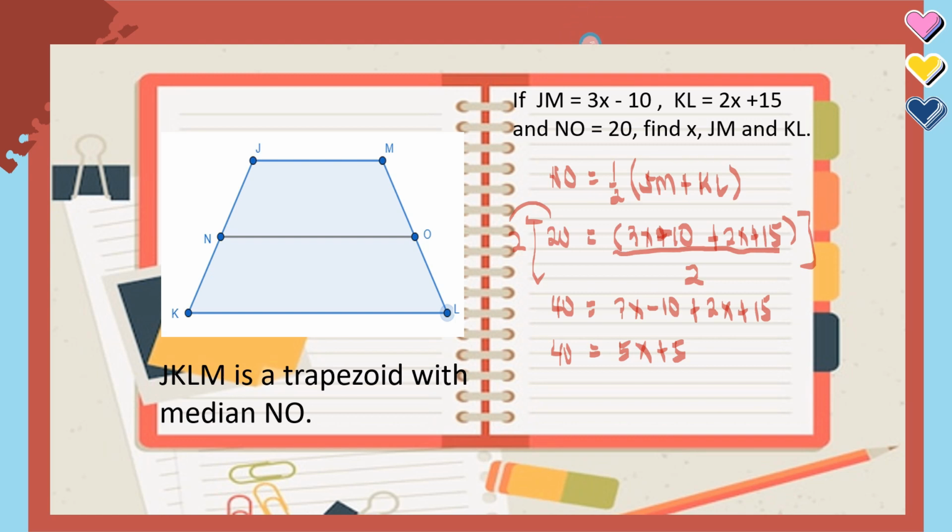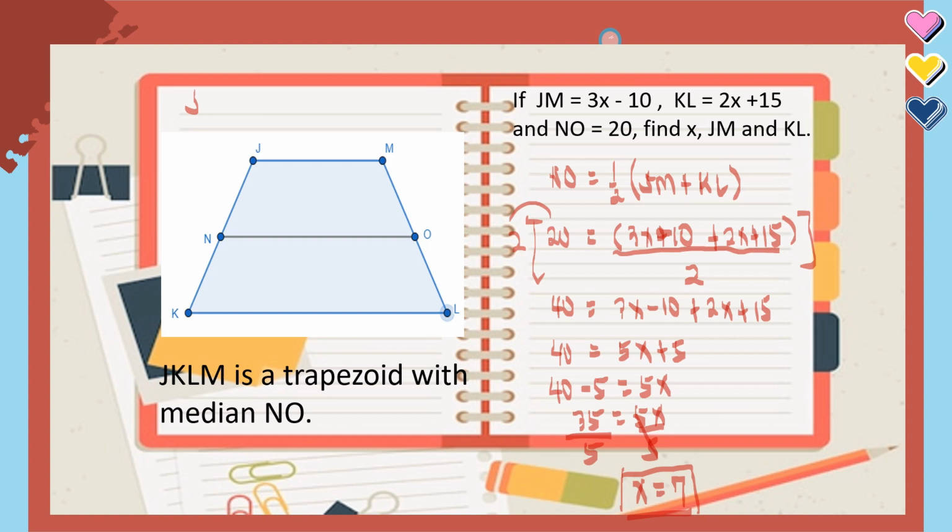So by the APE, 40 minus 5 equals 5x. And 40 minus 5 is 35 equals 5x. So to solve for x, we divide both sides by 5. So therefore, x is equal to 35 divided by 5, which is 7. So x is 7 units.